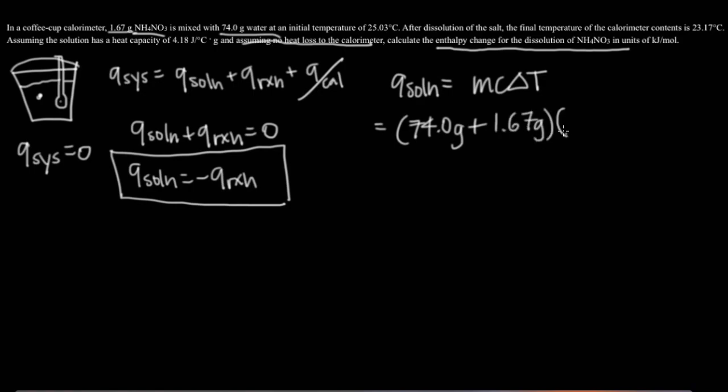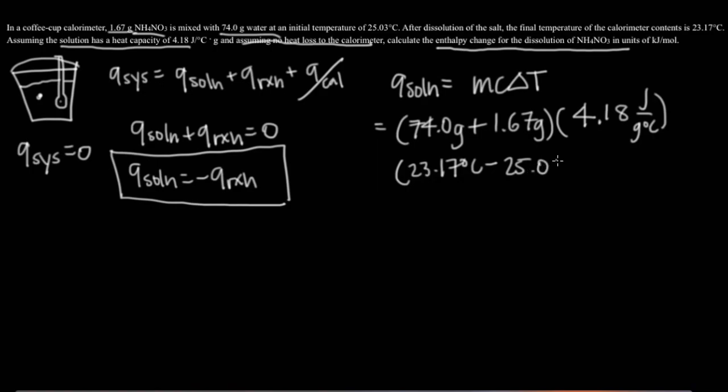Our C, we can just assume that's 4.18 joules over grams degrees Celsius, because that's what we were given in the problem. And for our change in temperature, we have 23.17 as our final temperature and 25.03 as our initial temperature. So 23.17 degrees Celsius minus 25.03 degrees Celsius.